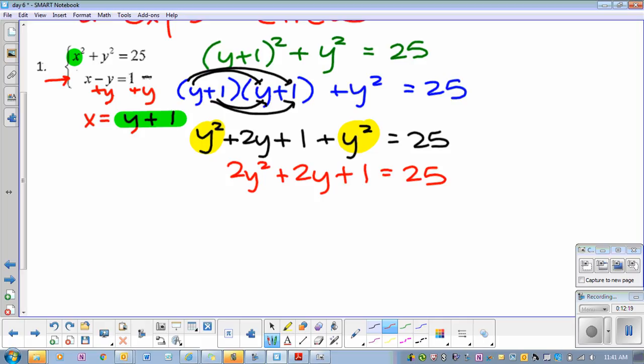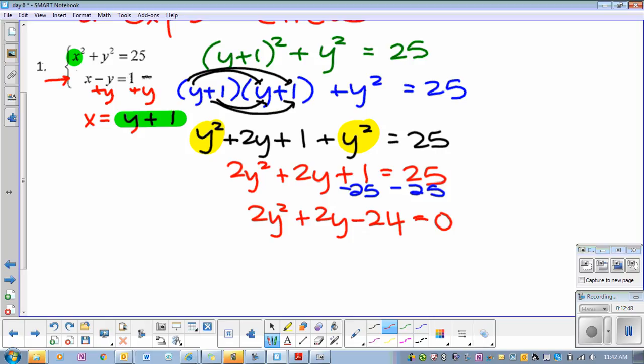Now, what is this starting to look like? A trinomial, right? But in order to factor a trinomial, you need to make this equal to 0. So subtract that 25. And then we have 2y squared plus 2y minus 24 equals 0.